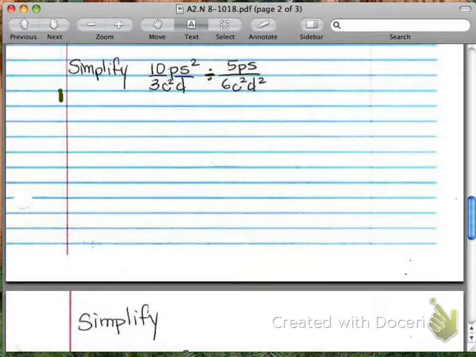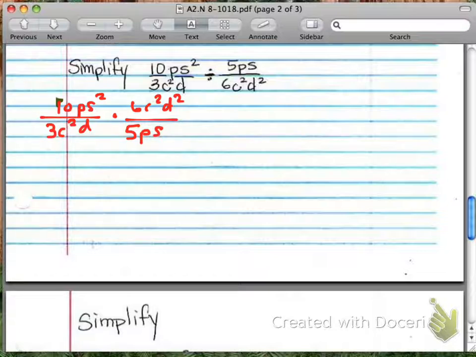Does anything change with that first expression? No. Okay, I have 10 PS squared over 3C squared D. Don't be mad because you haven't answered any questions right today. Okay, times, that's because this isn't part of my 10, 6 C squared D squared over 5 PS.